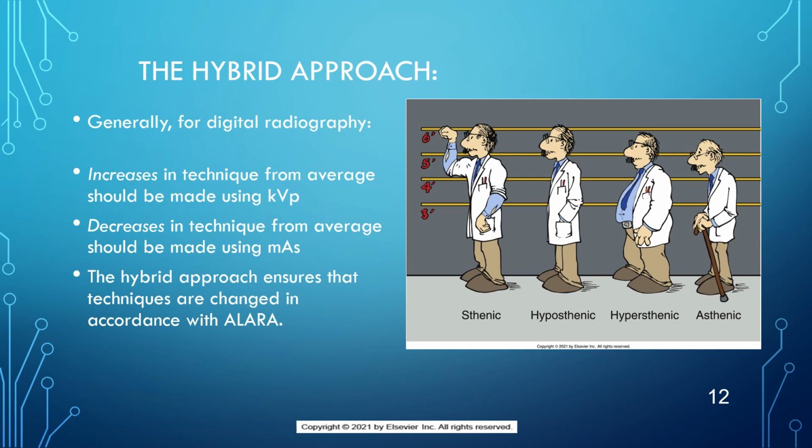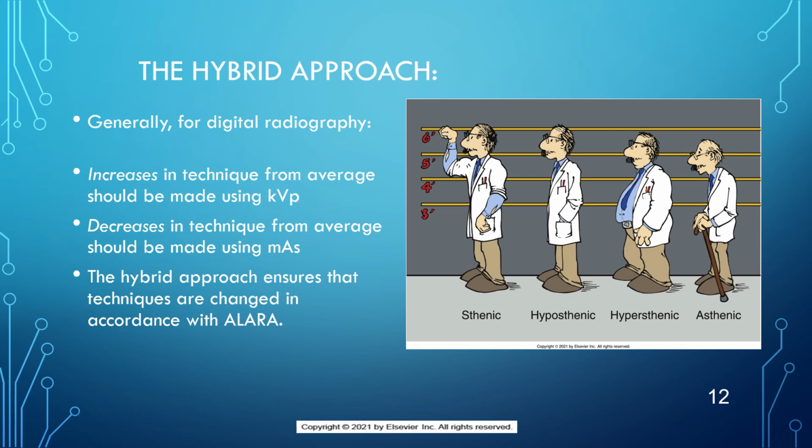But if it's asthenic or hyposthenic habitus, well then let's decrease mass, okay? Both of those are going to save dose all across the spectrum of body part sizes and patient sizes. So it adopts the best of both of the strategies. The hybrid approach: as the thickness increases, we increase kVp. If the thickness decreases, we decrease mass. It aligns itself the best with as low as reasonably achievable.